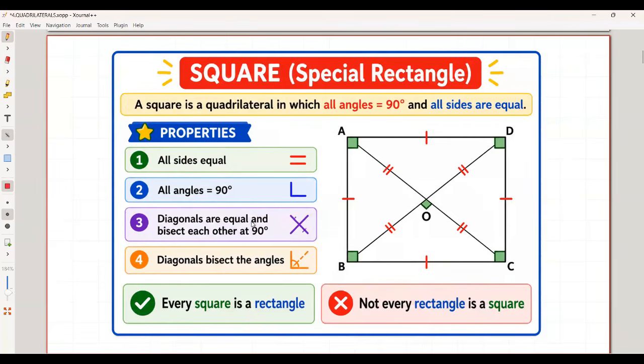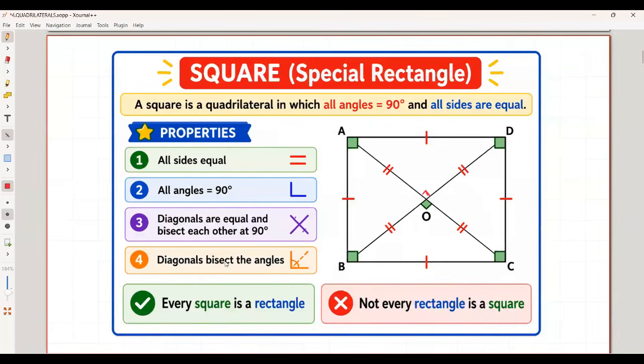Here the diagonals are equal and bisect each other at right angles. The diagonals are equal and bisect each other. One more condition: they bisect each other at right angles, so 90 degrees will form. Here 90 degrees, here also 90 degrees, this side also 90 degrees, and this side also 90 degrees. So the diagonals are equal and bisect each other at right angles.